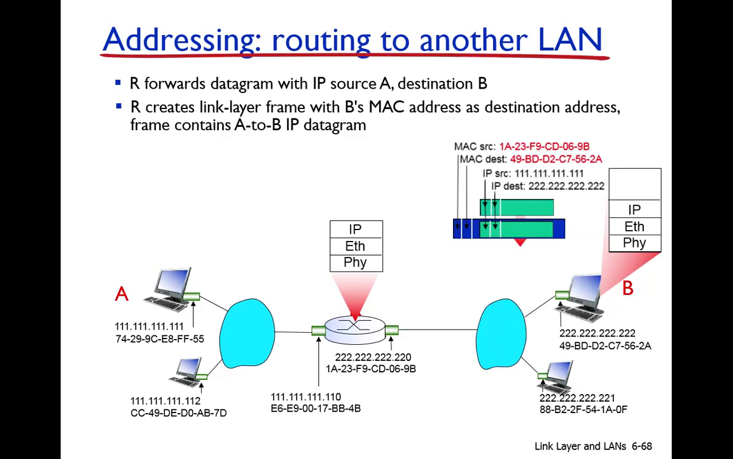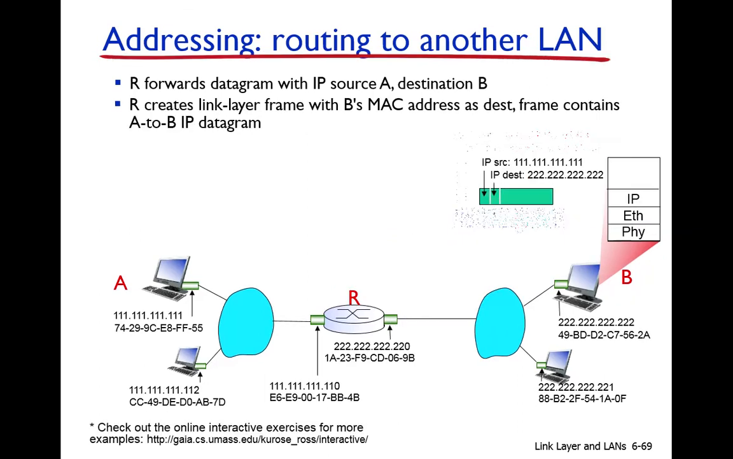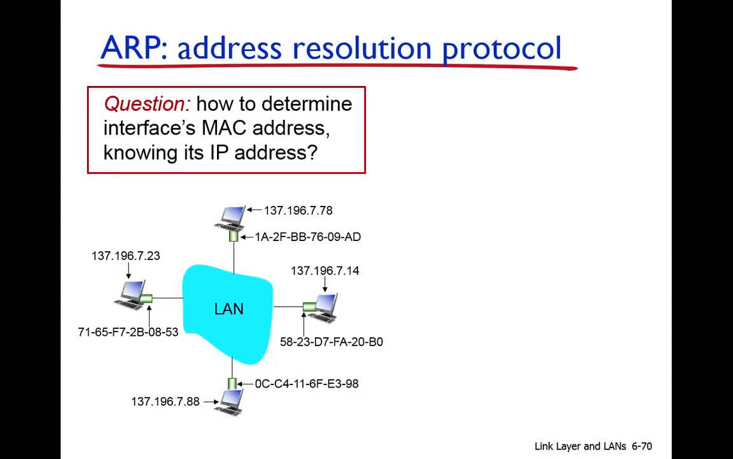So we have explained how the ARP protocol works. We have discussed how to determine the interface MAC address knowing its IP address. We can do it by using the ARP protocol, and we have discussed ARP. The question is how to determine the interface MAC address knowing its IP address.